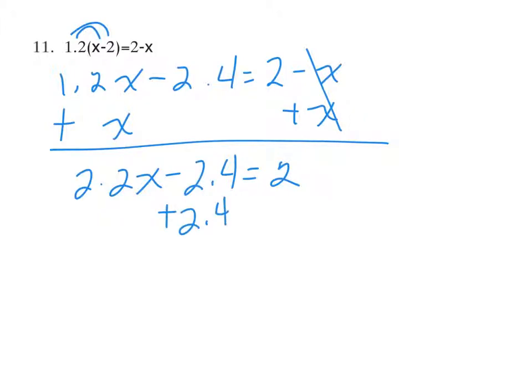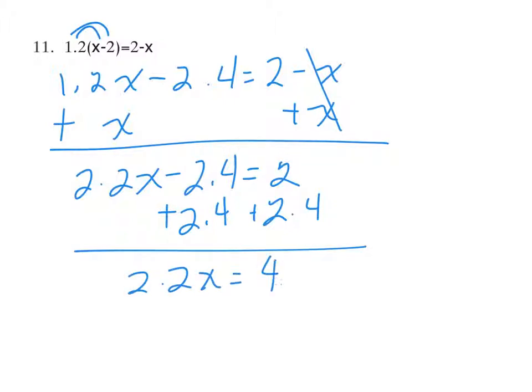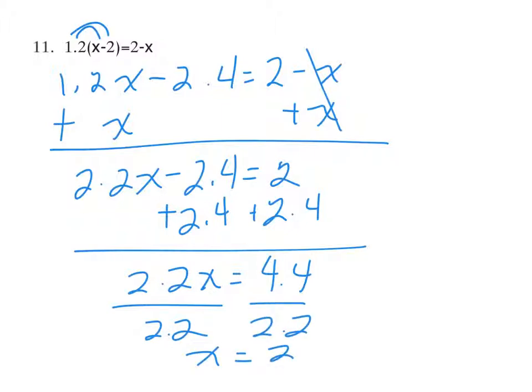Add 2.4 to both sides of the equation. And I've got 2.2x equals 4.4. Divide both sides by 2.2, and x equals 2.